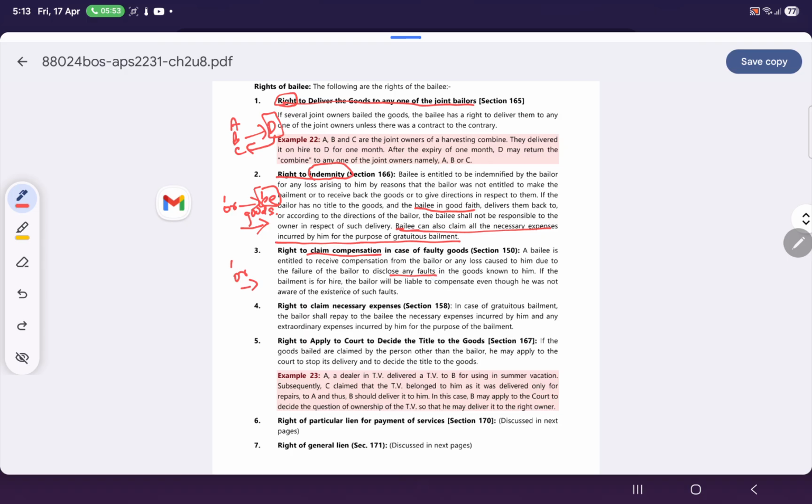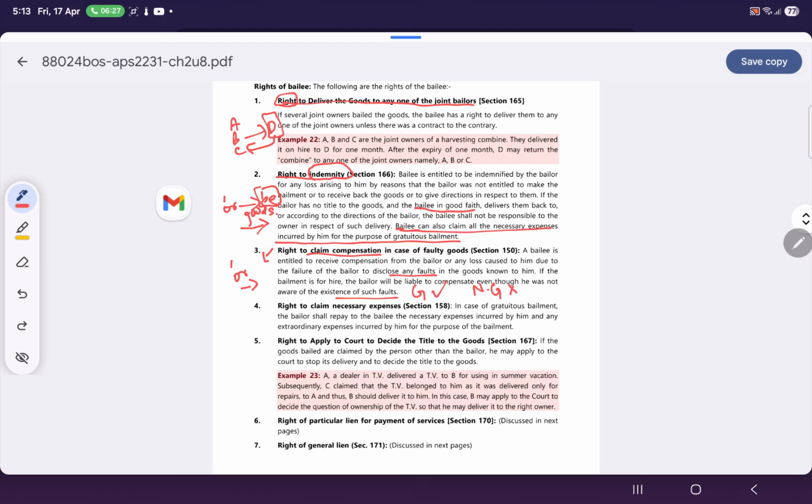If the bailment is for hire, the bailor will be liable to compensate even though he is not aware of the existence of such faults. I've told you, if it is gratuitous, he has to disclose only if he knows the fault. If it is non-gratuitous bailment, he has to disclose even when he doesn't know the fact. He has to compensate even if he does not disclose or doesn't know the facts. This we have learned in duties of a bailor.